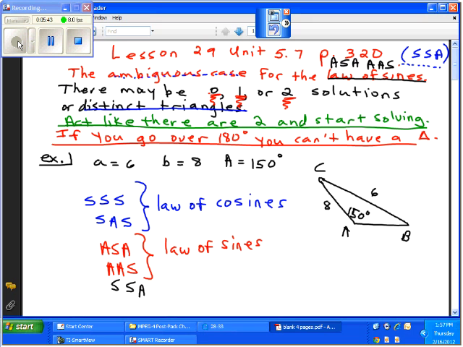Well, by the time we do all that, we could just act like there's two solutions and solve and see if we run over 180. That's a whole lot easier. So that's what we're going to do. We're not going to try to determine how many solutions there are before we start. We're just going to start.